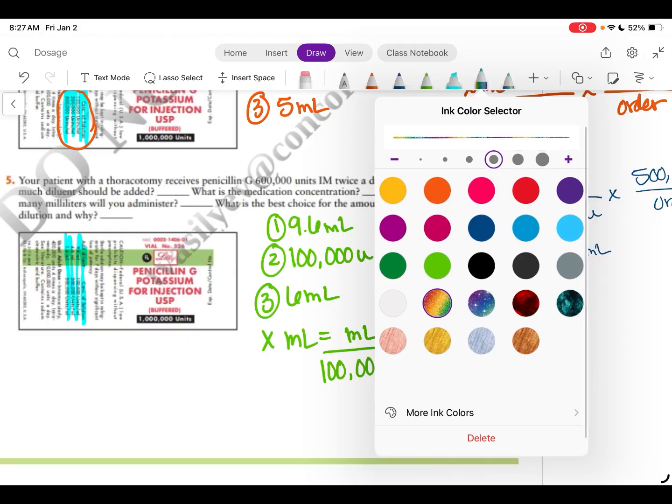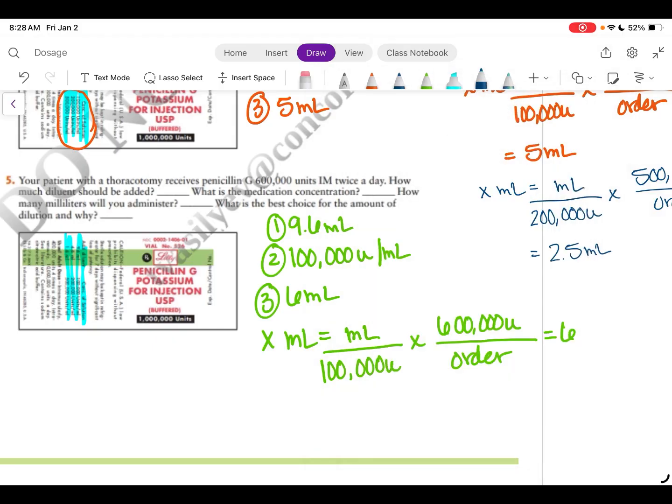If I choose a different concentration, right? So if I want to go with the 4.6, then my concentration becomes 200. Right? Thereby, how many milliliters I give will also change.